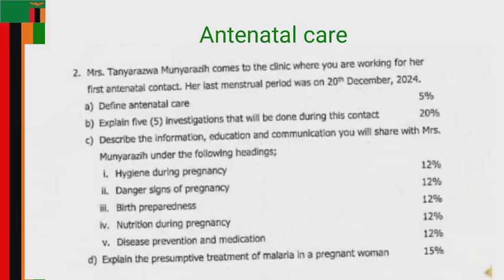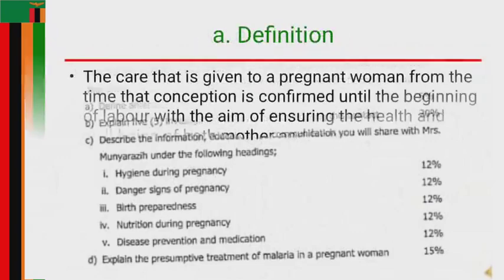B says explain 5 investigations that will be done during this contact. C says describe the information, education, and communication you share with Mrs. Manyarathi under the following headings: hygiene during pregnancy, danger signs of pregnancy, birth preparedness, nutrition during pregnancy, and disease prevention and medication. And question D says explain the presumptive treatment of malaria in a pregnant woman.